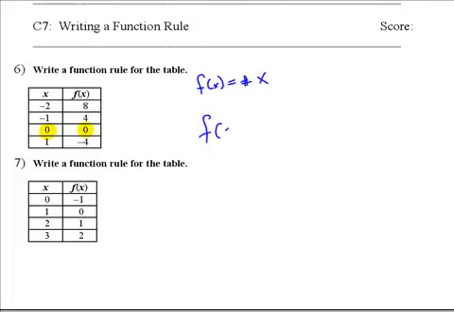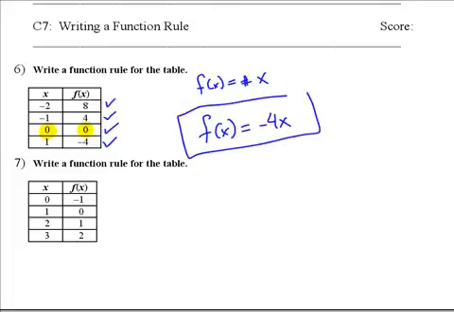Yeah, so I want my function to be f of x equals negative 4x. If I take a positive 1 times a negative 4, I'm going to get this negative 4. That one works. If I take a 0 times a negative 4, I'm going to get 0. That one works. And we've already seen that these two work. So that works for every point that's in the table, and we're done. So number 6 is just figure out what you have to multiply x by to get y. Remember, this f of x is basically the same as y. Okay?